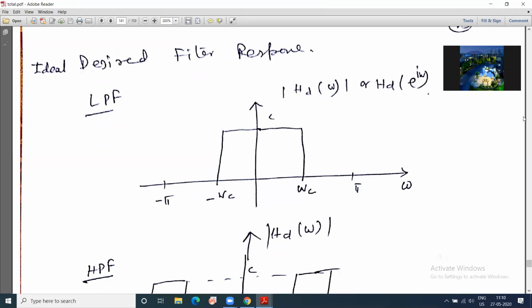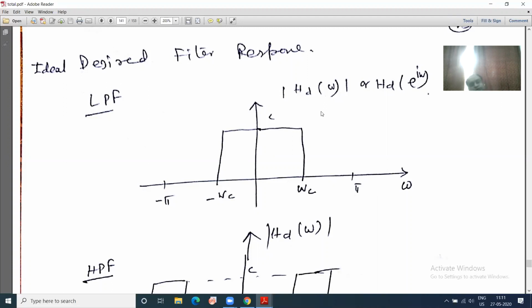Now my question is, for step 3, what do we require? We have to find hd of n, which is the inverse of Hd of e power j omega. Step 3, you write down: find the inverse of Hd of omega, or Hd of e power j omega, to obtain hd of n.